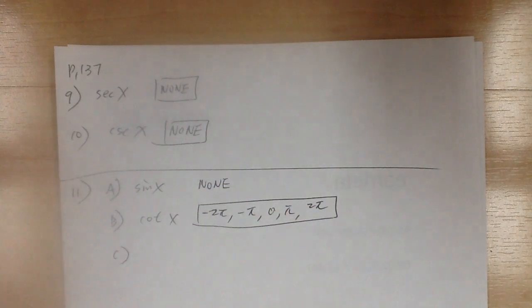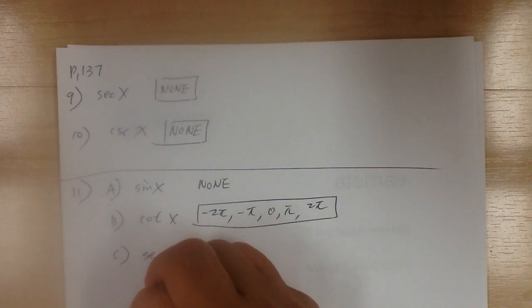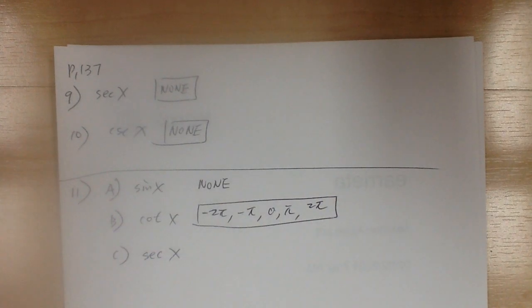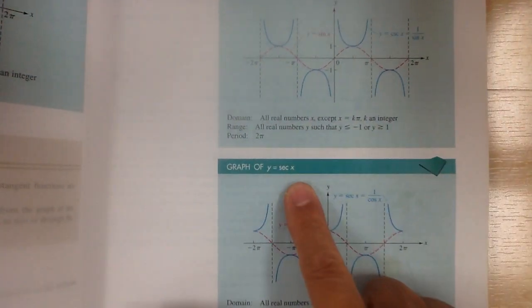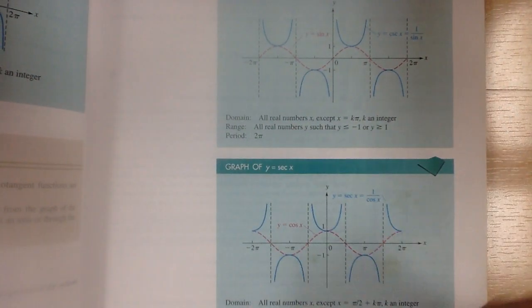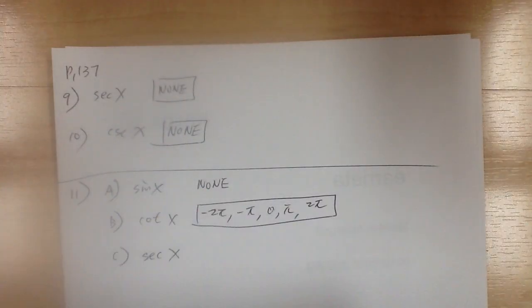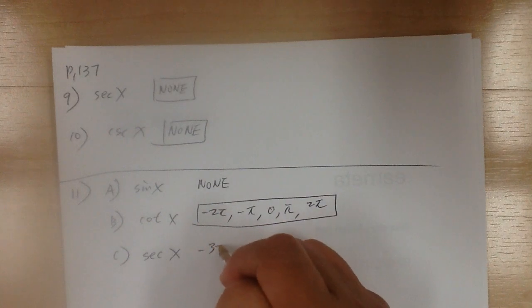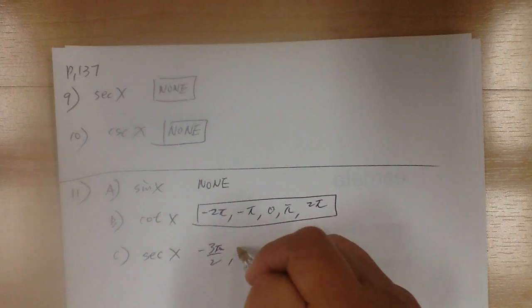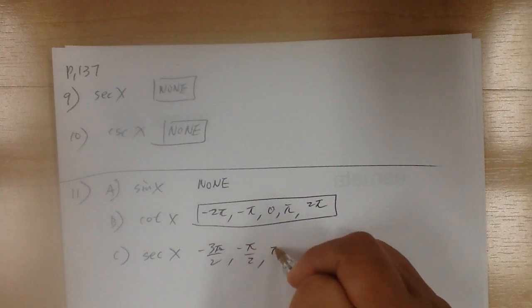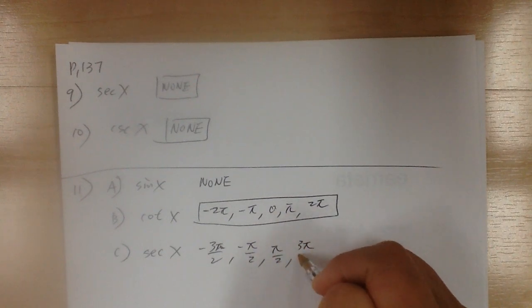Okay, for C, secant X. Again, if you look at the secant X, here's the secant X. So undefined would be 1, 2, 3, 4, those 4 spots. Okay, so it would be negative 3 pi over 2, negative pi over 2, pi over 2, and 3 pi over 2.